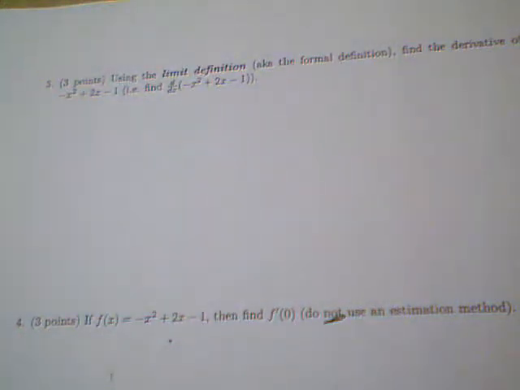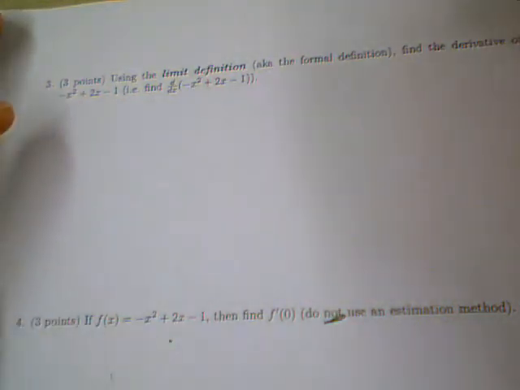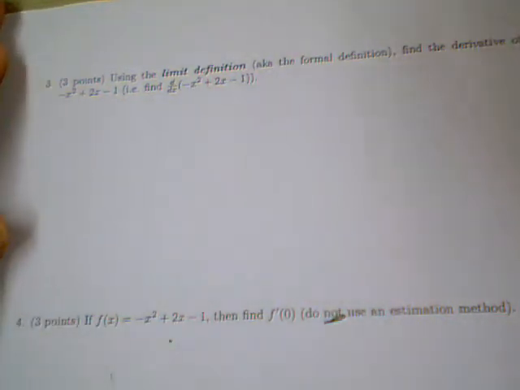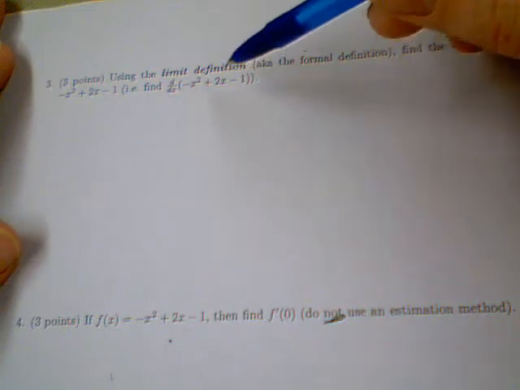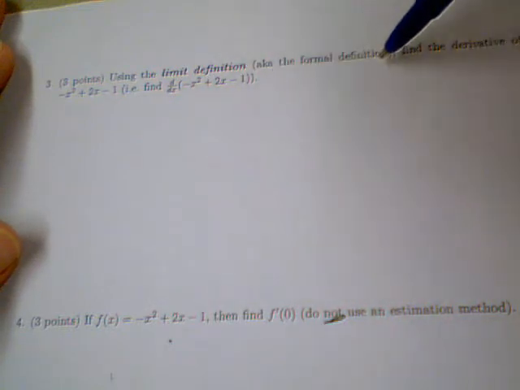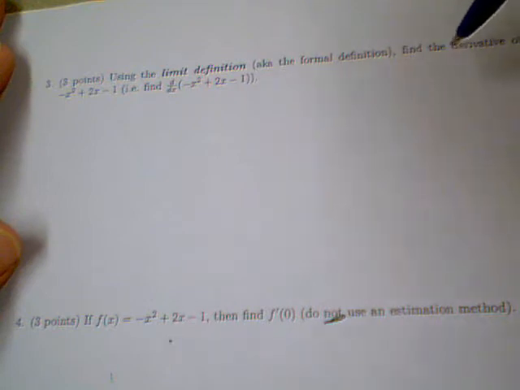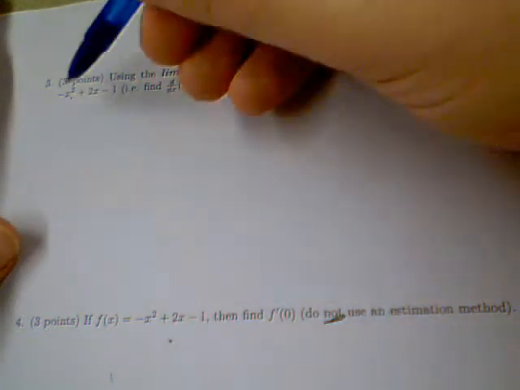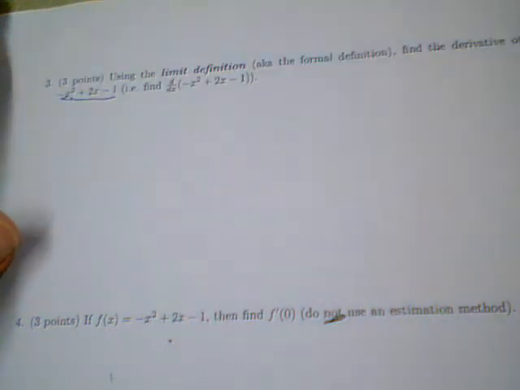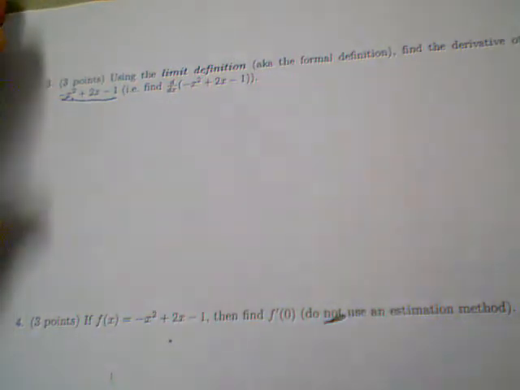Okay, this is quiz number 3, problem number 3 on the purple form of the quiz. So we want to use the limit definition, otherwise known as the formal definition, to find the derivative of, well, this function should look familiar. It's the same one we've been using for the last 2 problems. It's also the same one we're going to use for the next problem. So we've got negative x squared plus 2x minus 1.